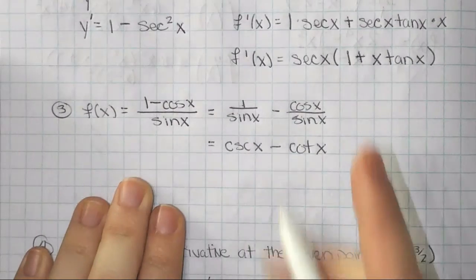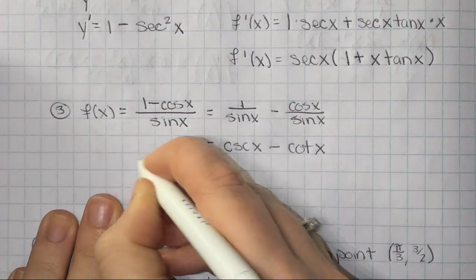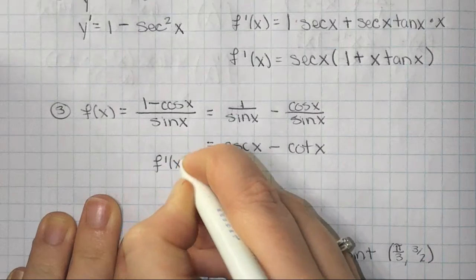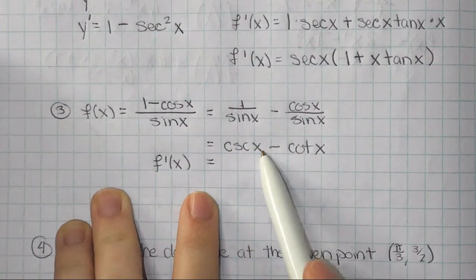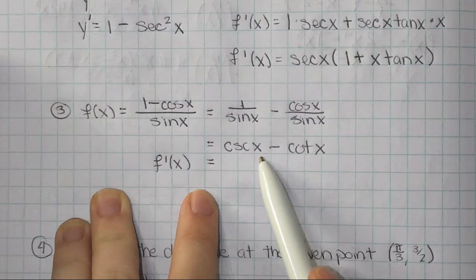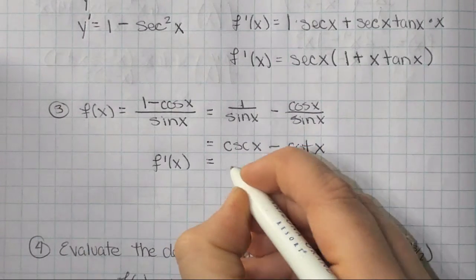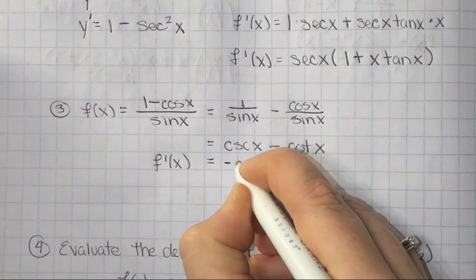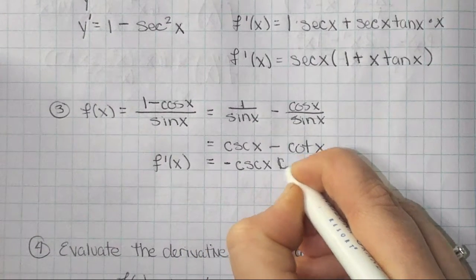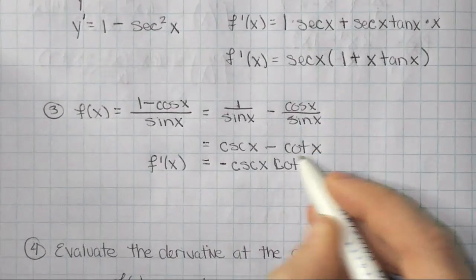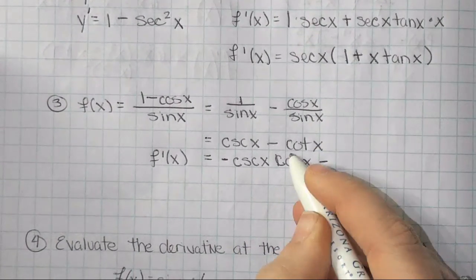So, now if I want f prime of x, there's my label, okay? What's the derivative of cosecant x? Well, I'm just going to look up top. What is it? You got it. Negative cosecant x cotangent x. Minus. What's the derivative of cotangent?